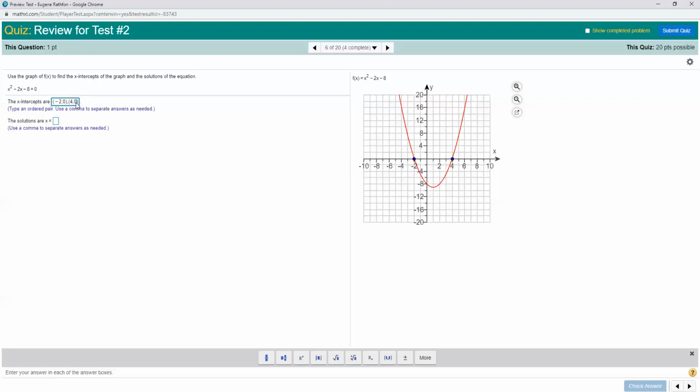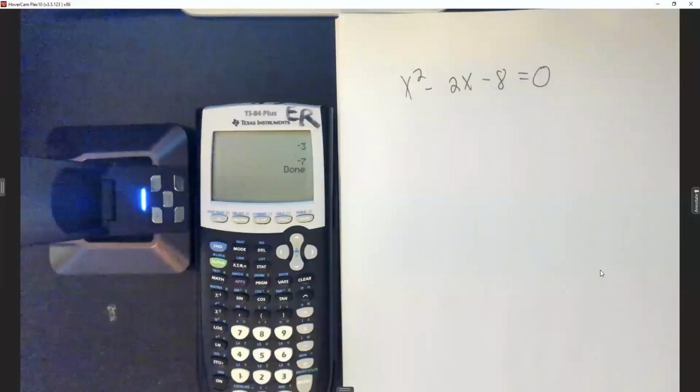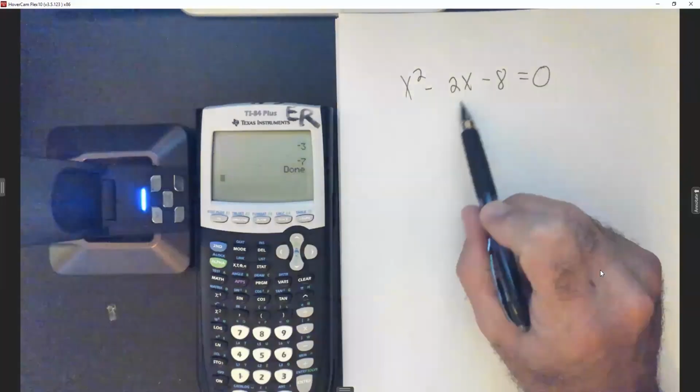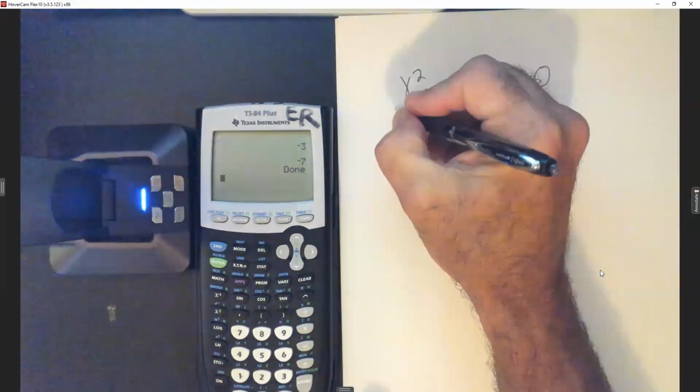Y'all, those got to be put in as ordered pairs inside those parentheses. If not, it will mark that wrong, okay? Now, for the solutions, I'm going to go back and solve that. So I'm going to solve this, x squared minus 2x minus 8 equals 0, to find my solutions. So once again, I would probably factor this one.